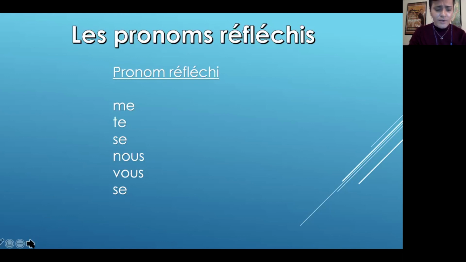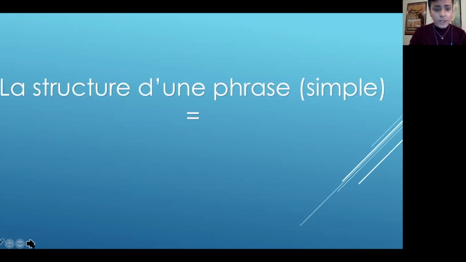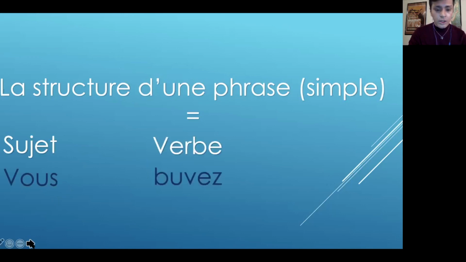the structure of a sentence. Alors, la structure d'une phrase. So a simple structure is un sujet, a subject. In this case, we'll use vous. Then a verb, which is what we do. In this case, we'll use boire, or buvez for vous. Vous buvez. And then we have the object, which is, in this case, du vin.